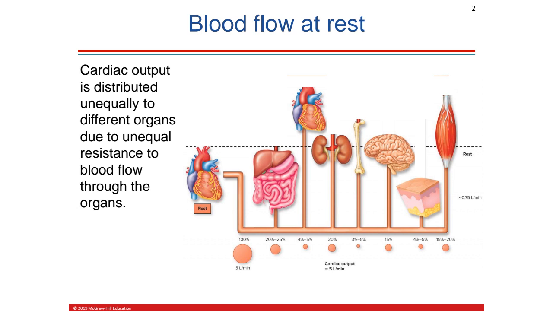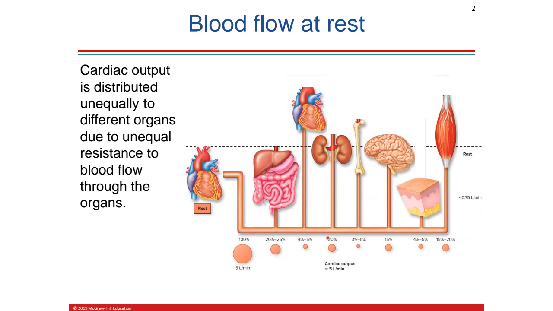Now, note there's a few standouts here. For example, the brain is only about 2% of the body by weight, and yet it receives about 15% of the cardiac output. So this gives you an indication of how metabolically active the brain is. It has a very high metabolic rate relative to certain other tissues.